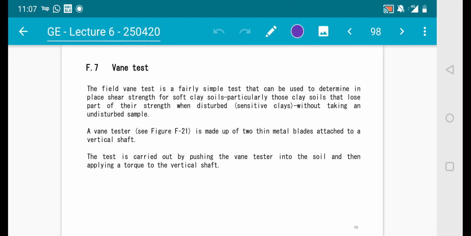All right. Next, we're going to move on to another type of testing. This is much simpler and smaller in size, which is the vane test. The importance of this test is that it is used to determine in-place shear strength. Please note, whenever it refers to the vane test, it refers to shear strength, for soft clay soils, particularly those clay soils that lose part of their strength when disturbed. So whenever you have a vane test, you know that you're going to measure the shear strength.